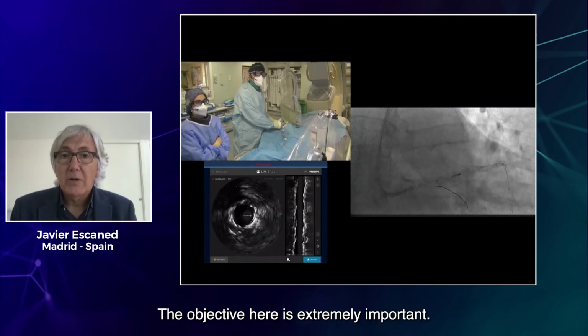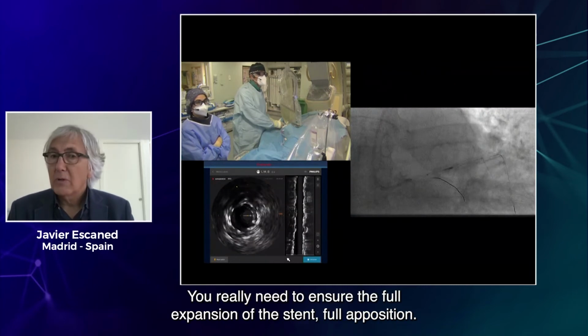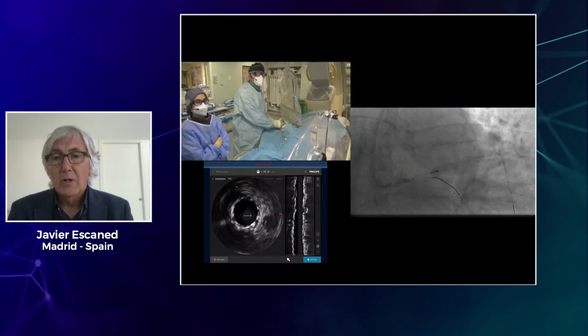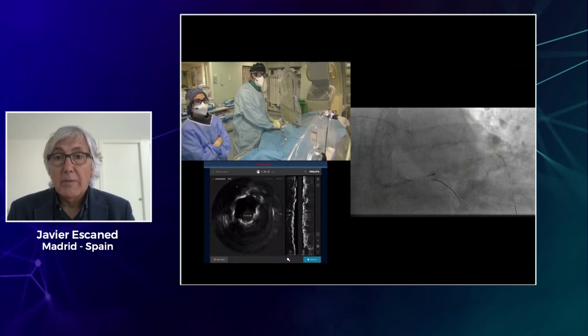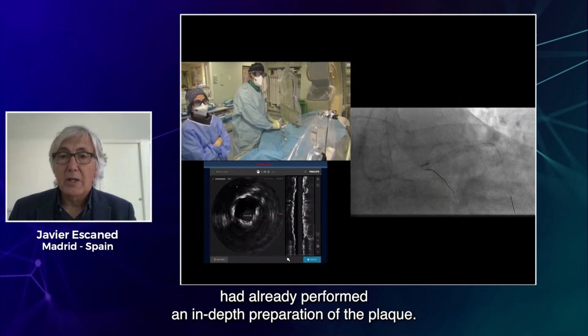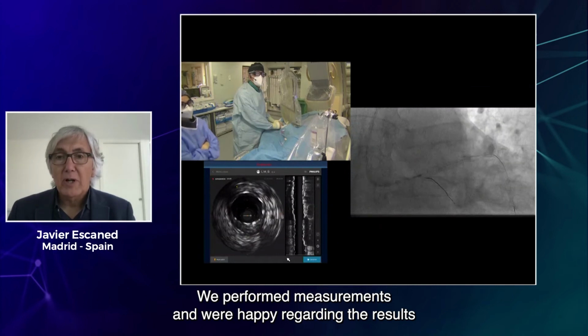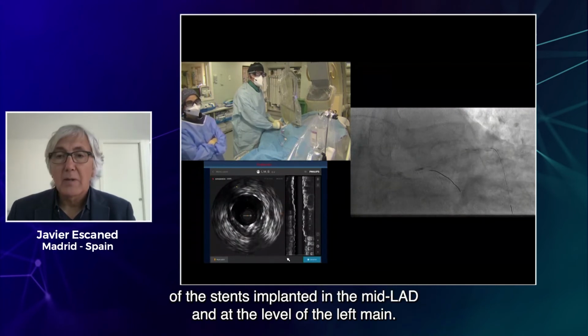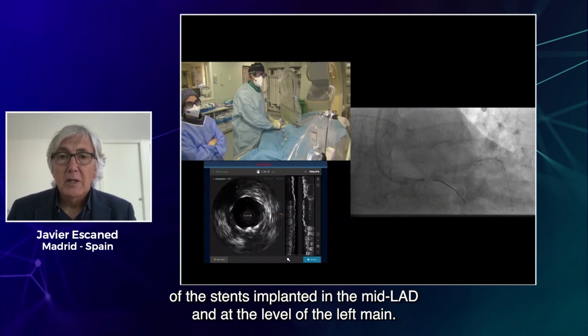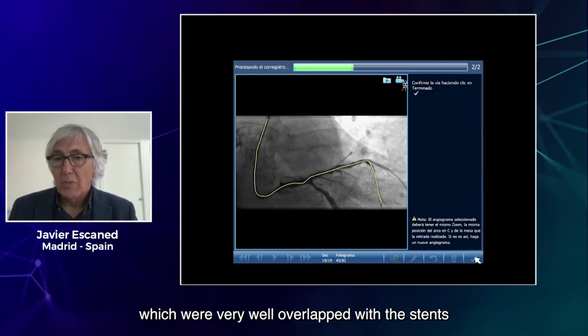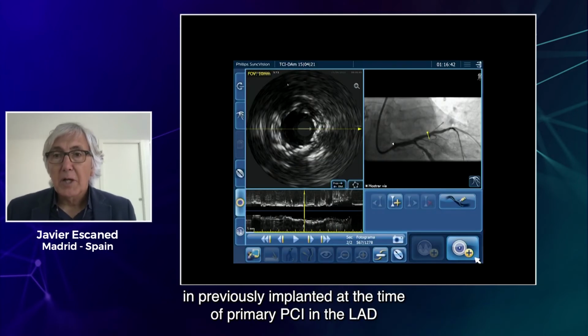And the objective here is extremely important. You really have to ensure that you have full expansion of the stent, full apposition. We were lucky in that IVL had already performed an in-depth preparation of the plaque. We performed measurements and we were happy regarding the results of the stents implanted in the mid-LAD and at the level of the left main, which were, by the way, overlapped with the stents implanted at the time of primary PCI in the LAD.